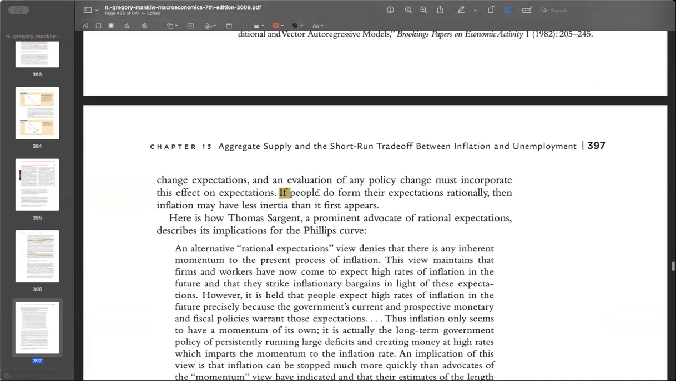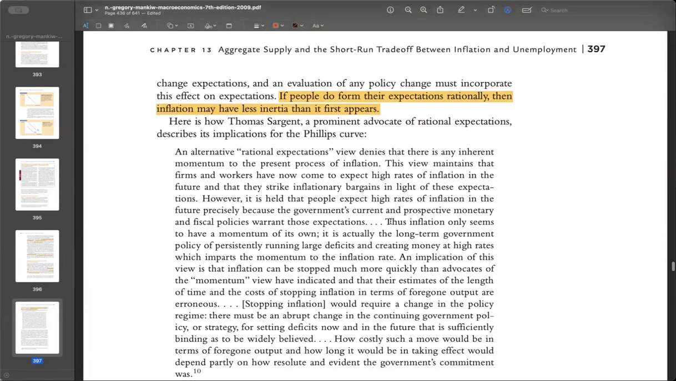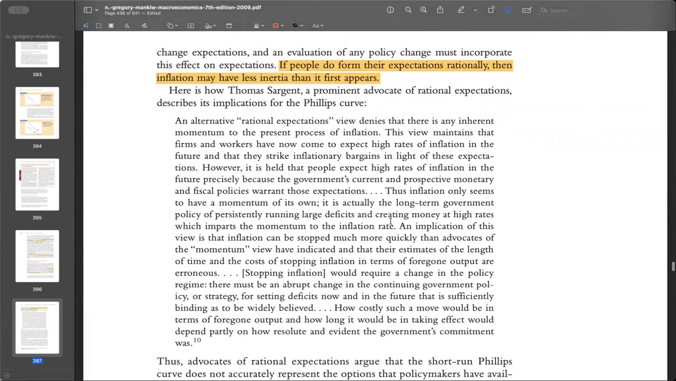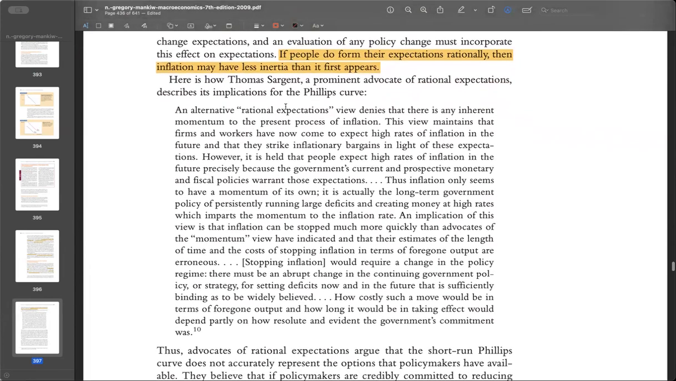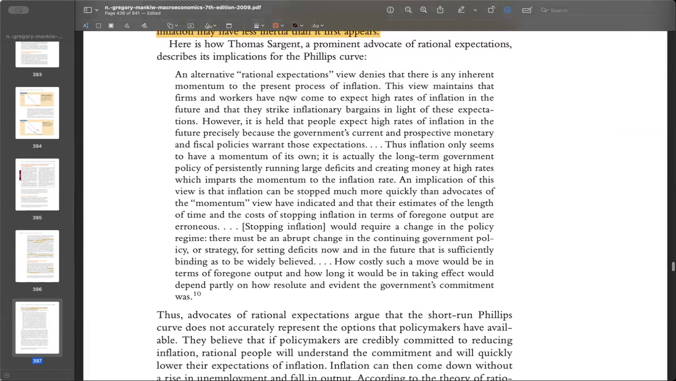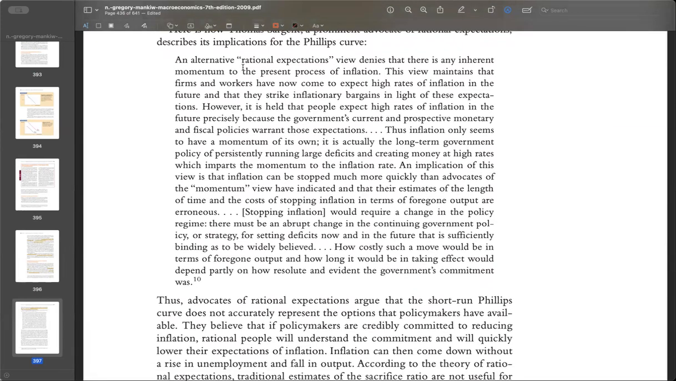Okay. Here's the kicker, the key idea. If people form their expectations rationally, then inflation may have less inertia than it first appears. So this is Thomas Sargent describing its implications for the Phillips curve. The rational expectations view denies there's inherent momentum to the process of inflation.